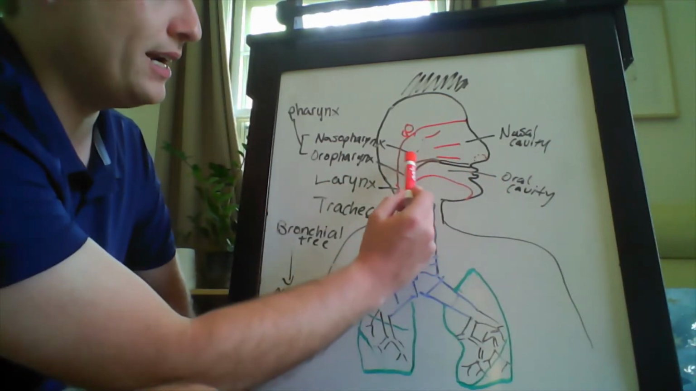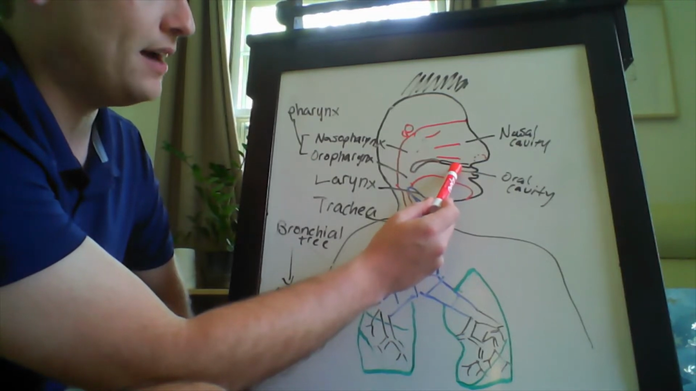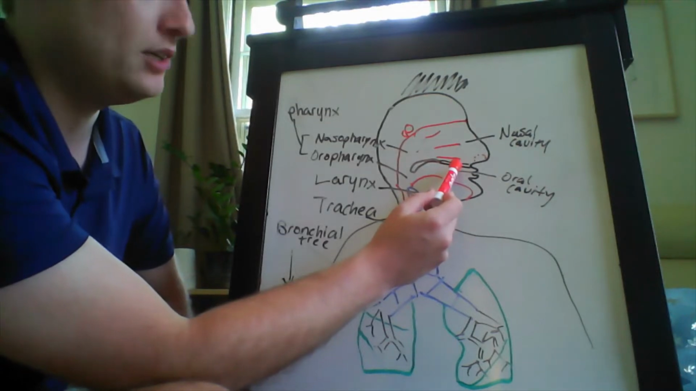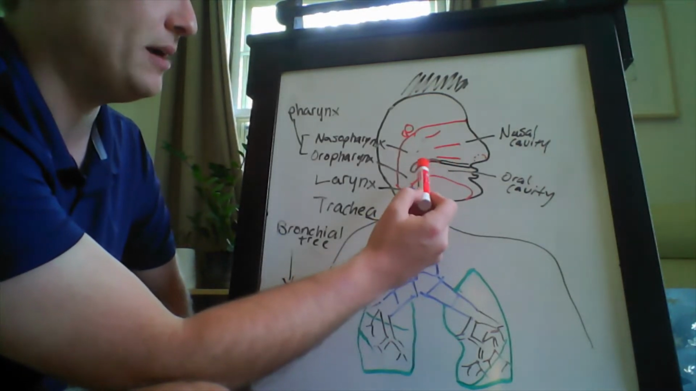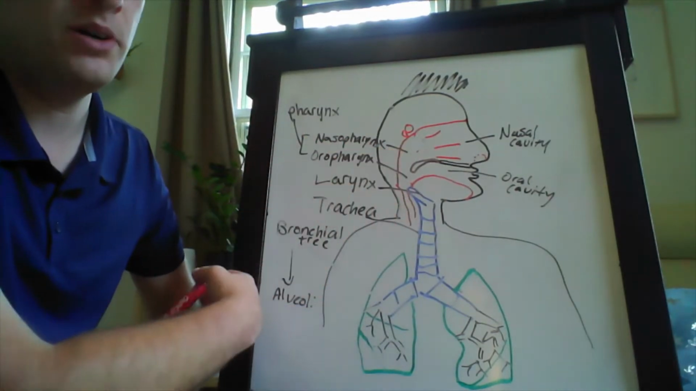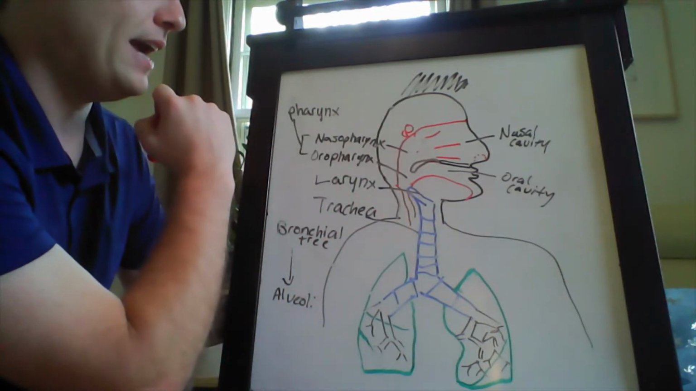And these are separated by the palate. You have the hard palate, which is called the hard palate because it's made of bone underlying the tissue. And then the soft palate, which is not made of bone. But these are going to separate the oral from the nasal cavity.